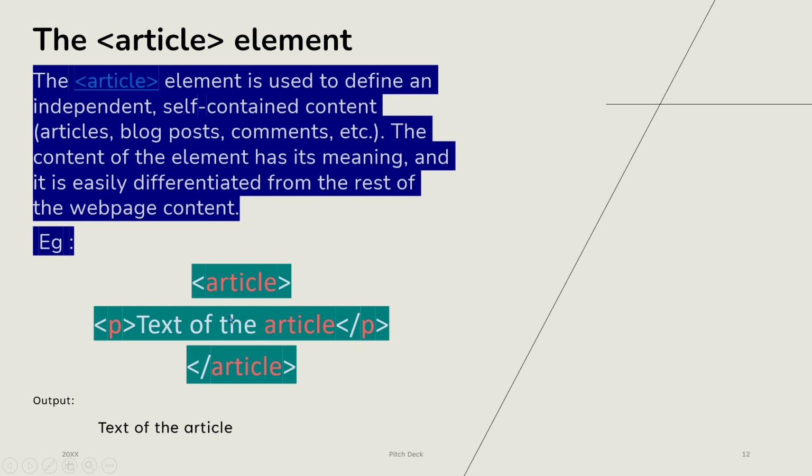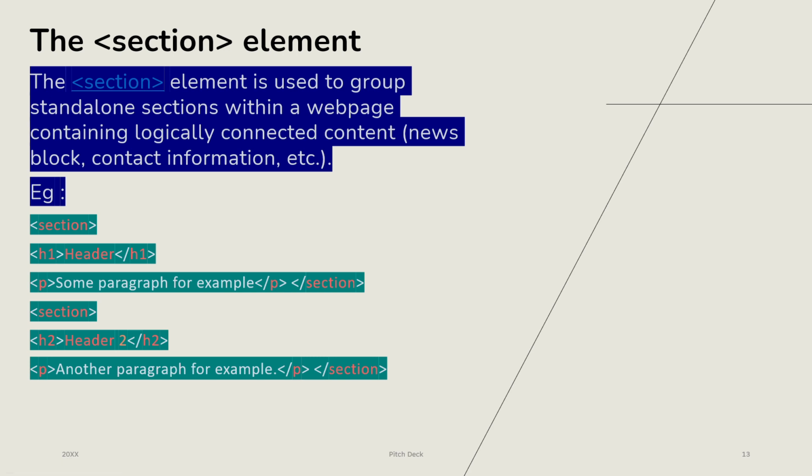And so the example for this article, P is the paragraph. It is again inside the tag. So the output is given below. Text of the article. Next, the section element. The section element is used to group standalone sections within a web page containing logically connected contents, such as news, blogs, and contact information, such as we put the information of our Gmails.